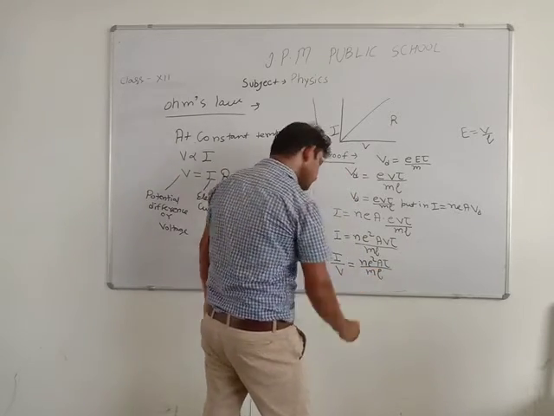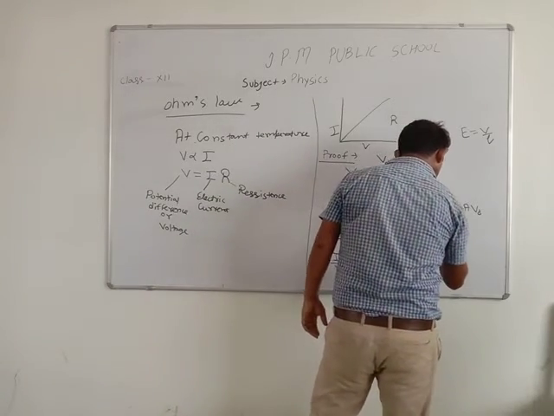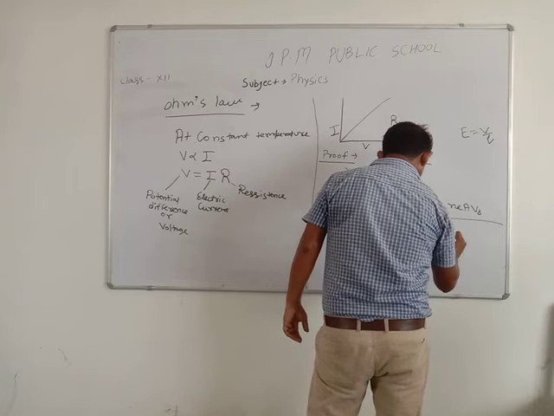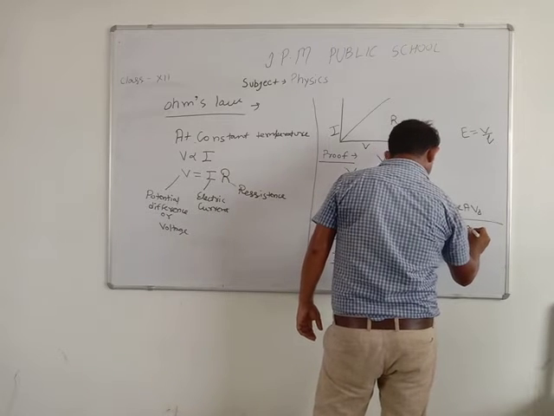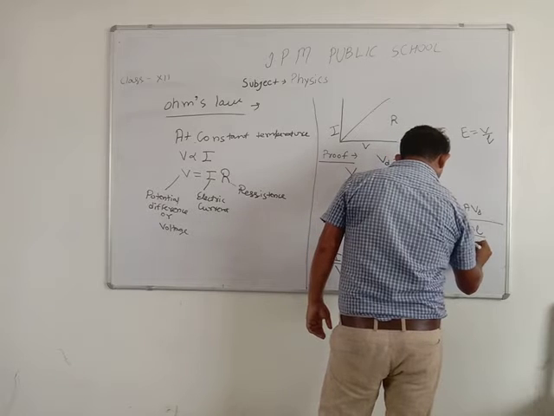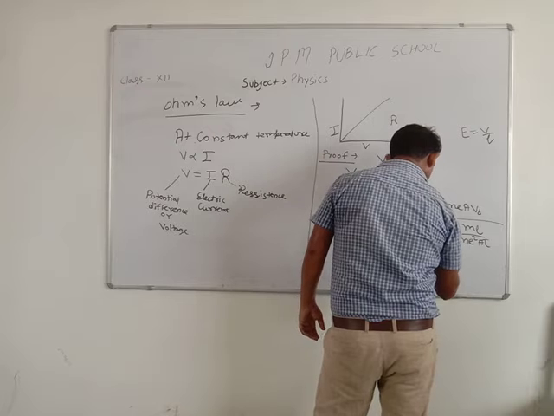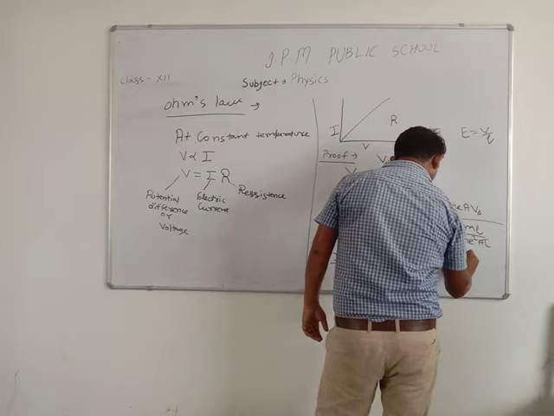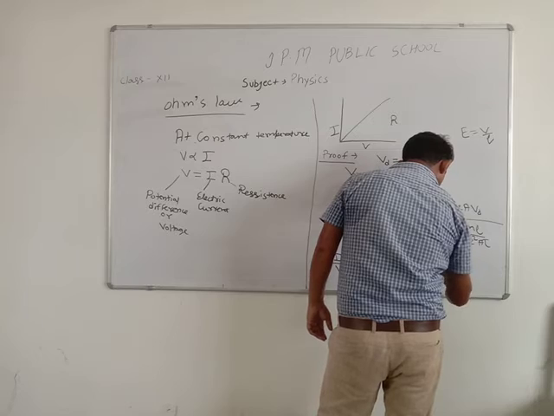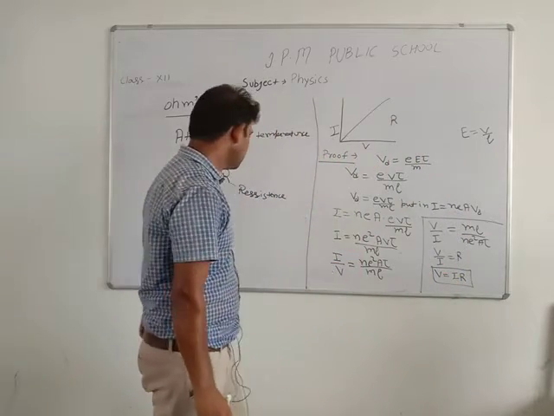Students, we reverse this equation. Then V upon I equal to mL upon n e square A tau. V upon I equal to R. Then V equal to IR. It is the statement of Ohm's law.